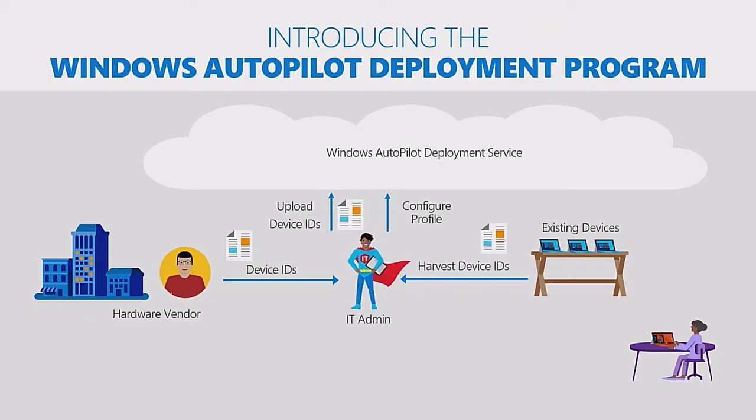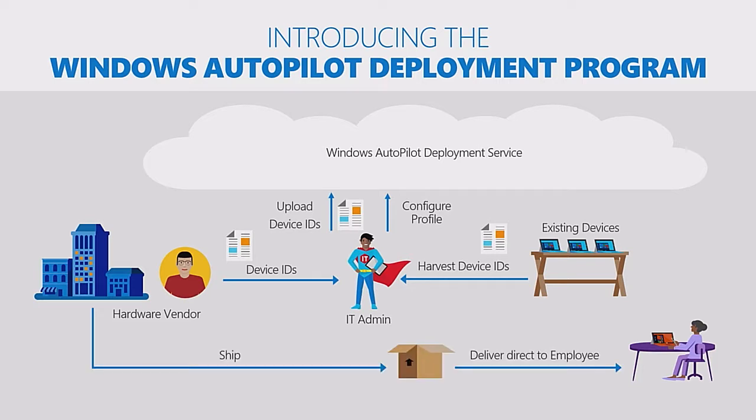Or if they don't know how to do that yet because they're still ramping up on this process, or even if you just wanted to try this out yourself, you can take existing devices, boot them up, run a script, and gather the hardware IDs off of them yourself. Either way, now that you have those hardware IDs, you can upload those into the Windows AUTOPILOT deployment service. Once those are uploaded, you can then configure a profile of settings for each of those devices, saying how it should behave. And at that point, you're ready to ship the device to the end user.